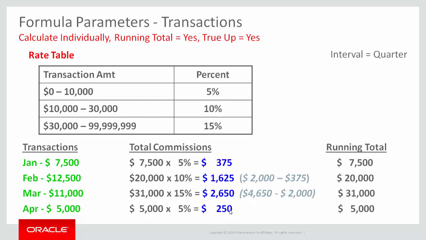Hope that makes sense. So again, we've processed transactions individually, both with running total set to no as well as running total set to yes. And then we're also truing up in this last example.